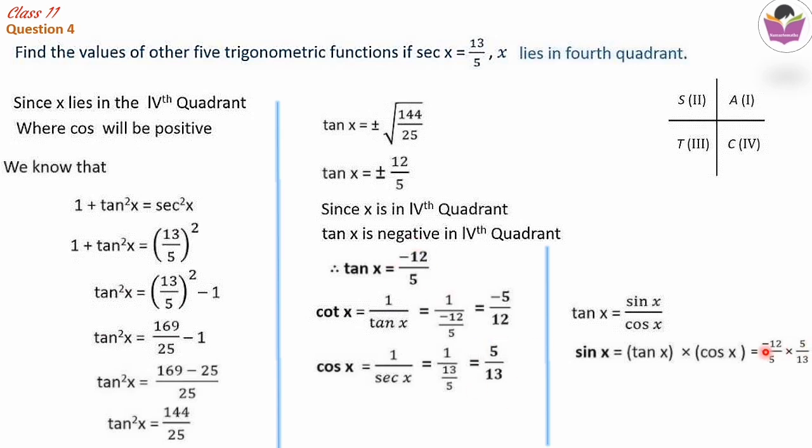Just to multiply it, here 5 we can cancel, the balance will be minus 12 by 13. Next is cosec x. Cosec x means reciprocal of sin x. Reciprocal of sin x means 1 by sin x. That means reciprocal of this number, minus 12 by 13. Reciprocal is interchanging the numerator and denominator, so it is minus 13 divided by 12. That is the value of the cosec function.